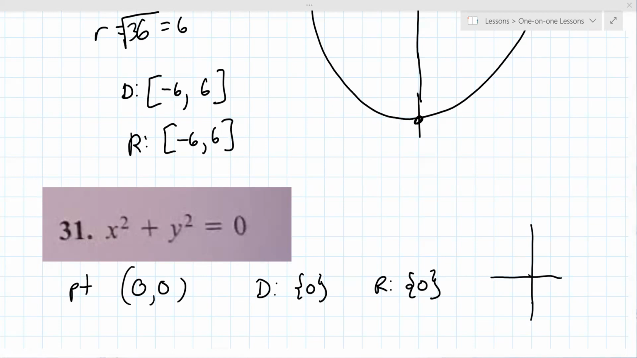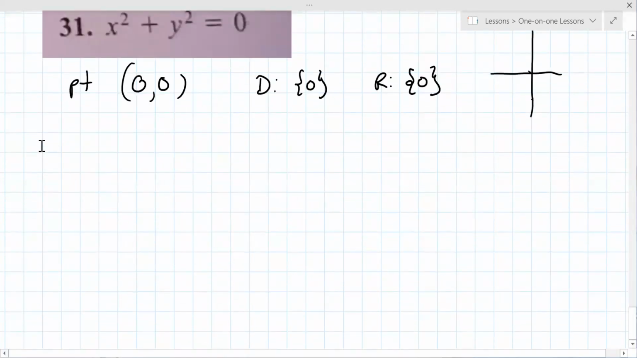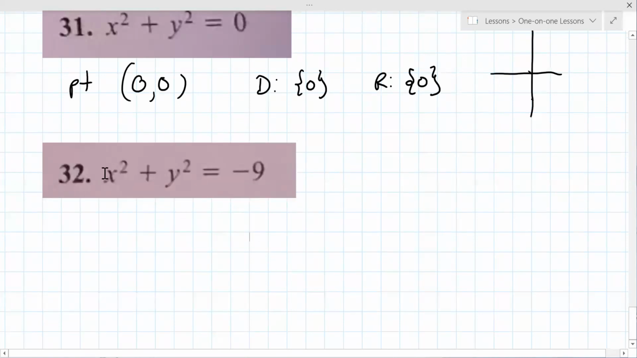32 is like number 20. It's another exception, because you can't square two things, add them together, and get a negative number. It's just impossible. There is no solution. There's no place where this happens. So the domain is the empty set, or nothing. Range, same thing. I don't know how you show that.